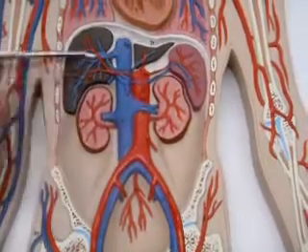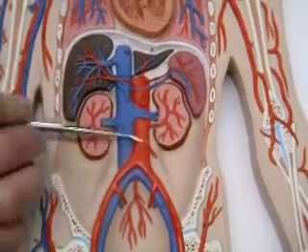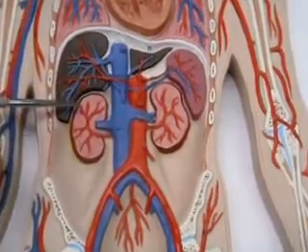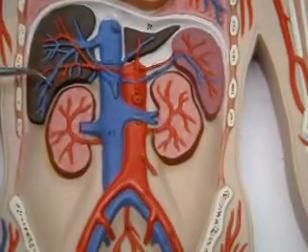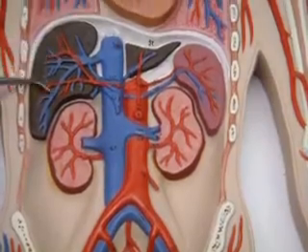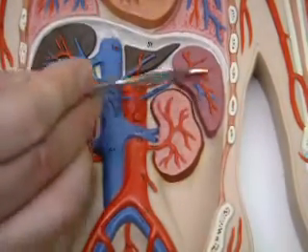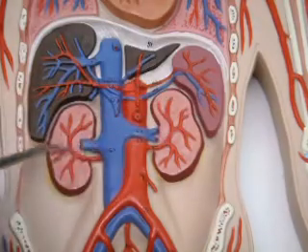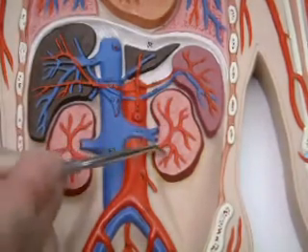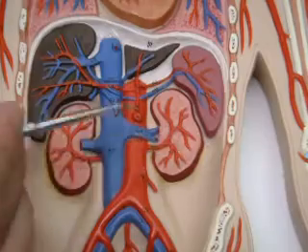So let's take a look at this region of the flat circulatory model. Now here I want to point out the organs first. This organ here is the liver. This organ here is the stomach. This is the spleen. And these two are the kidneys.